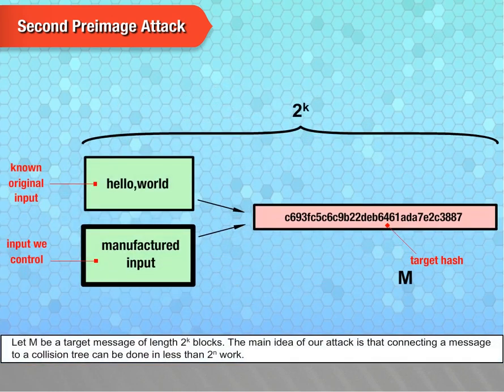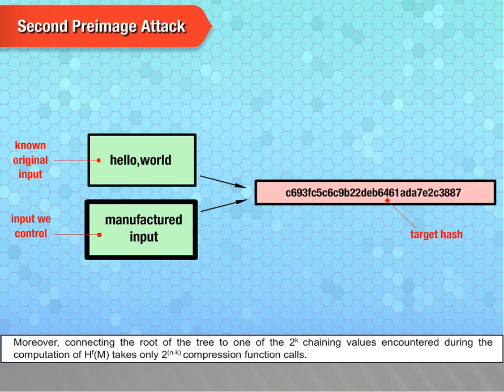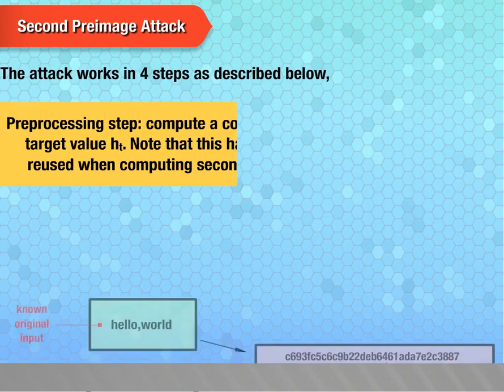Let M be a target message of length 2^k blocks. The main idea of our attack is that connecting a message to a collision tree can be done in less than 2^n work. Moreover, connecting the root of the tree to one of the 2^k chaining values encountered during the computation of h^f(M) takes only 2^(n-k) compression function calls. The attack works in 4 steps as described below.